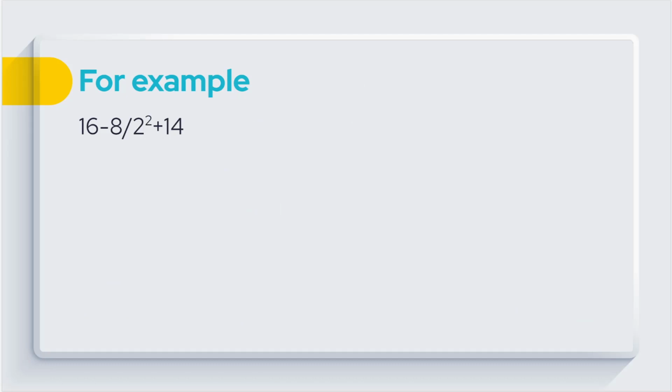Let's take a look at an example. So, what do we start with first? 16 minus 8 divided by 2 squared plus 14. I couldn't use a divide symbol on my computer, so I put this little slash, but that's what that means. So the first thing that we can do, there's no grouping here, is to simplify the exponent. 2 multiplied by itself 2 times is 4. So put the rest of the expression in. The next thing that we can do is divide. 8 divided by 4 is 2.